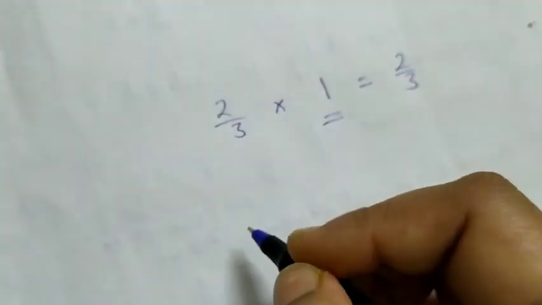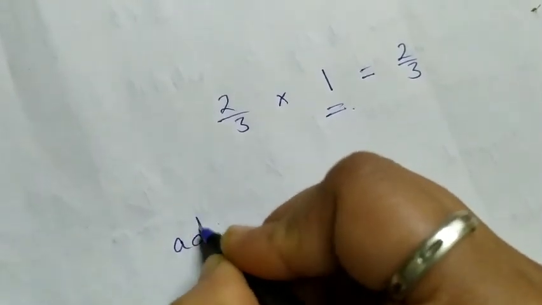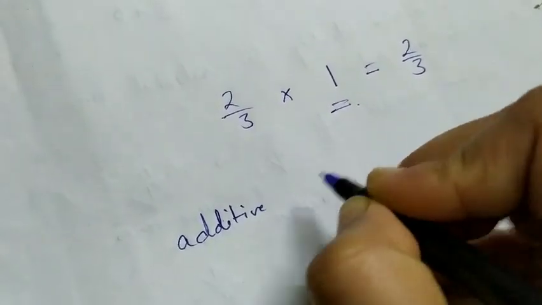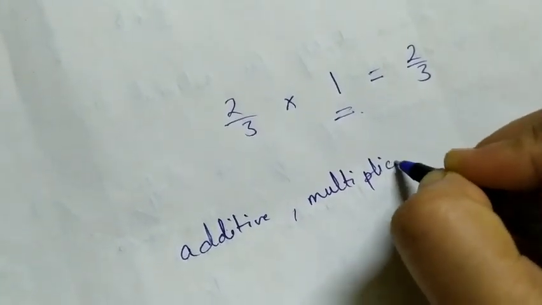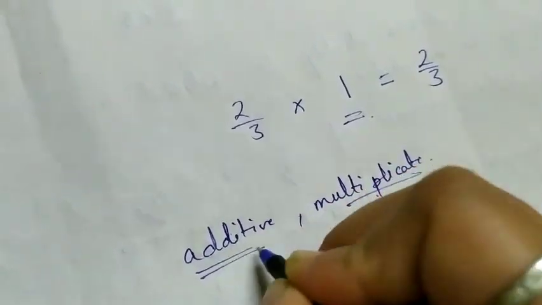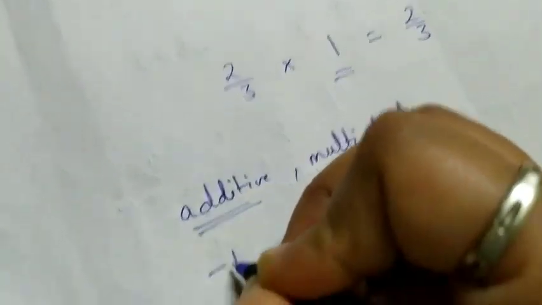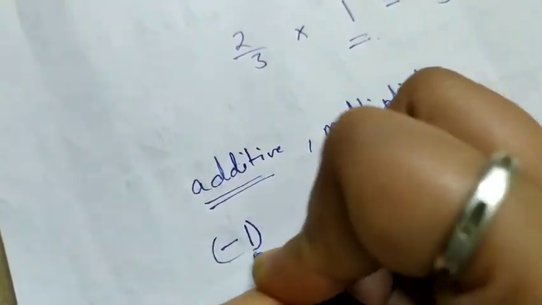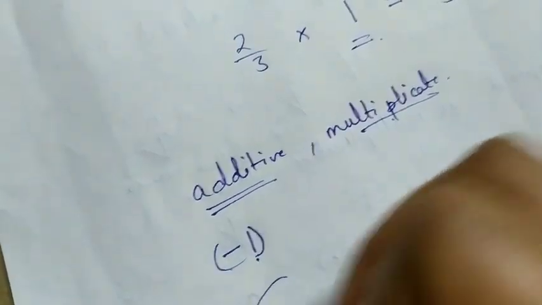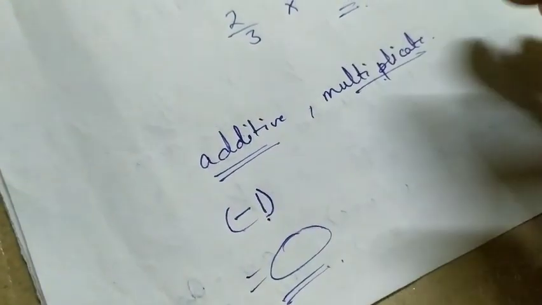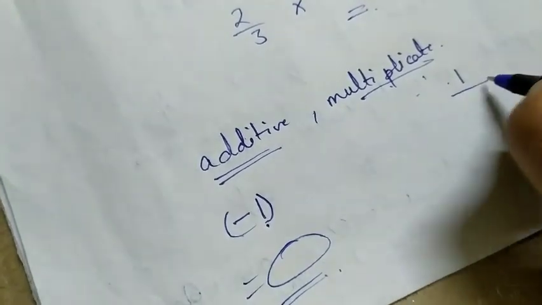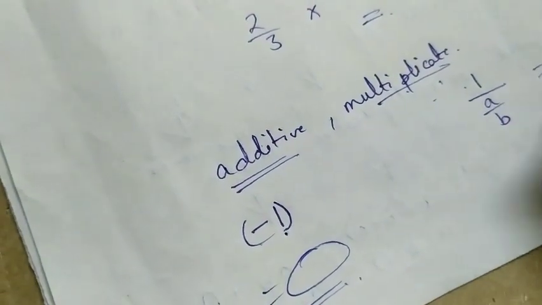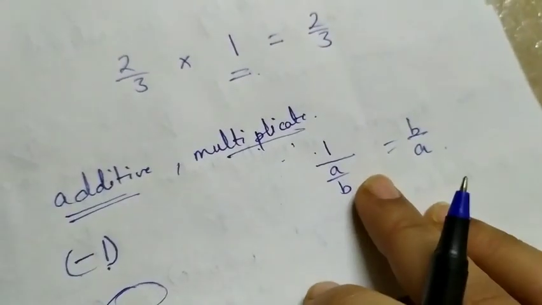You would have come across two terms, additive inverse and multiplicative inverse. So what is additive inverse? For the additive inverse, you simply multiply the rational number by -1 and it will give you the additive inverse of that rational number. In multiplicative inverse, you have to take the reciprocal of that rational number. It will give you the multiplicative inverse of that rational number.